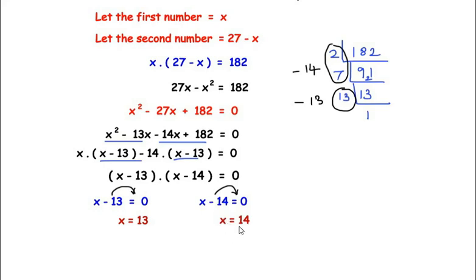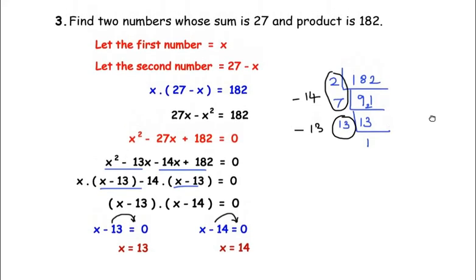So here 13 and 14 are the two numbers which we need, whose sum is going to be 27 and whose product is going to be 182. So this is going to be our answer.